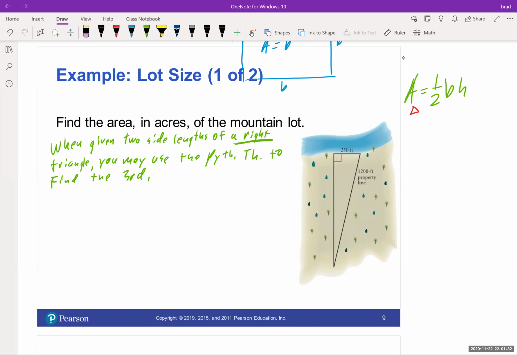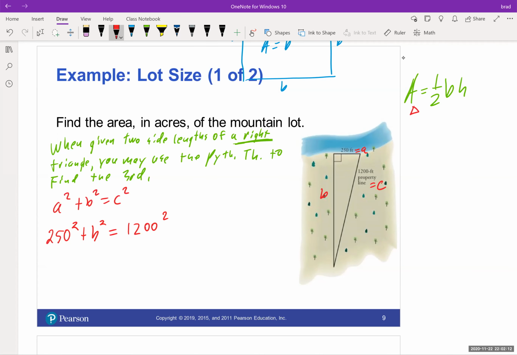So what we're going to do is set up A squared plus B squared equals C squared. I'm going to call this my A, I'm going to call this my C, so then this must be my B. And I'm just going to plug in what I know, because once I find side B, then I can find the area. Okay, so A is 250, so I'm going to do 250 squared. B is I don't know, and then C is 1200. 1200 squared. Okay, so it's calculator time.